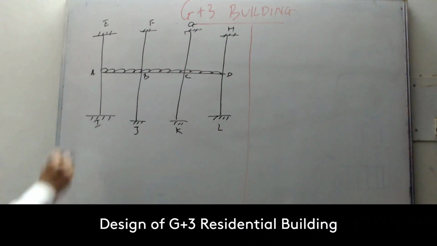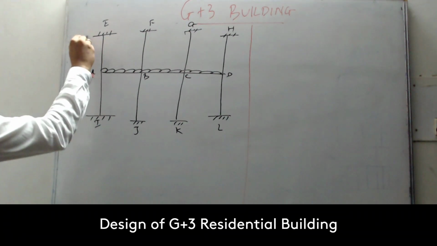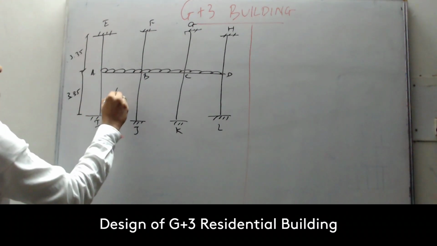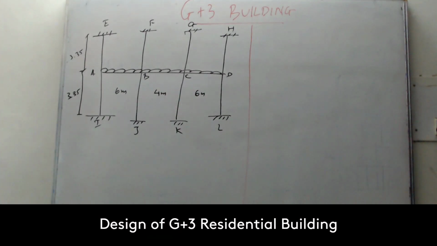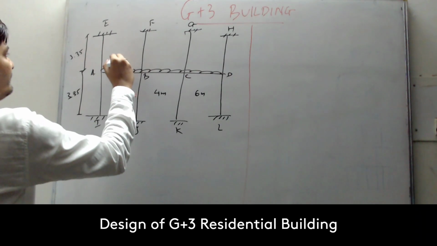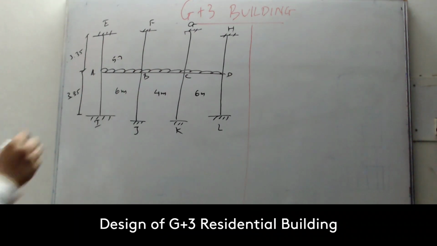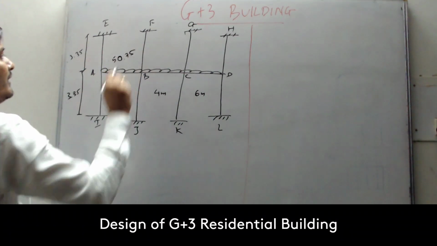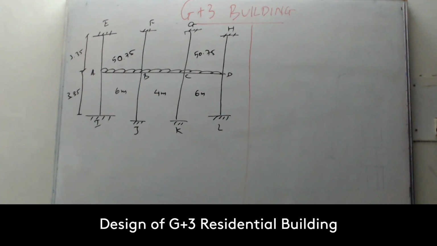This height is 3.35. This height of column again 3.35. This is 6 meter distance. This is 4 meter distance. This is again 6 meter distance. The intensity of loading that is acting is, oh sorry, not 5.75, it is 50.75. Here also it is 50.75, and in the middle portion we have 46.82.